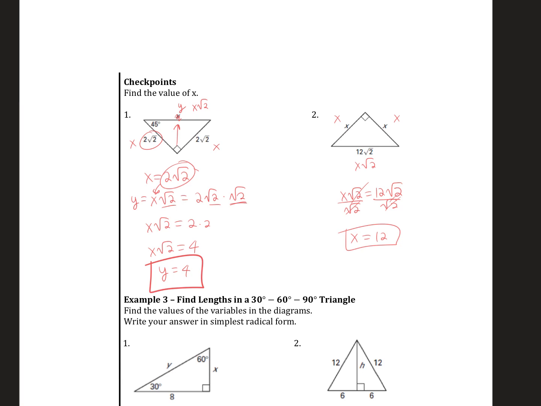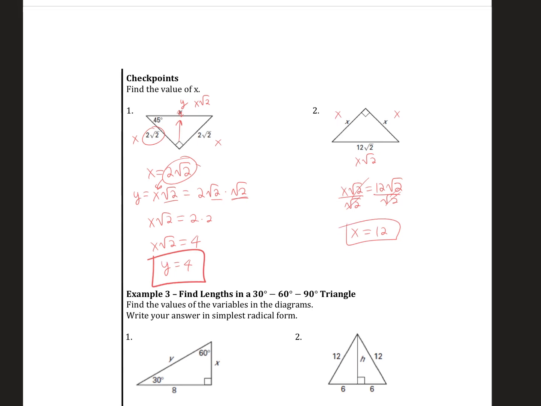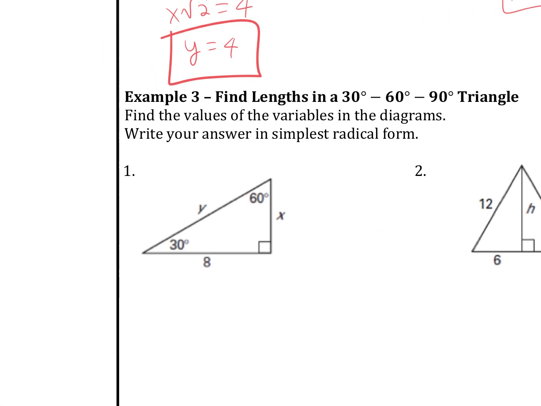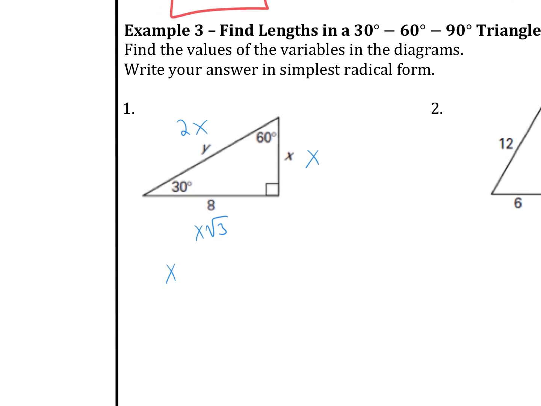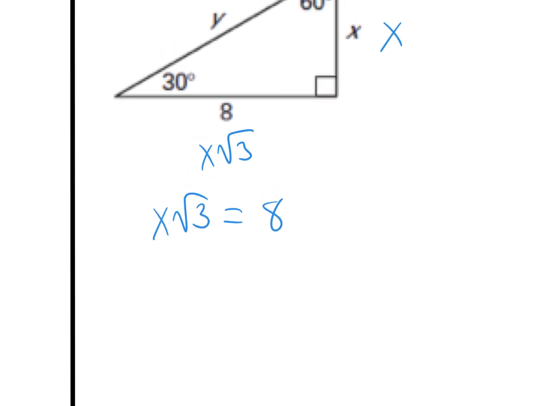Now, let's go ahead and do a similar thing, but now we're going to be working with 30, 60, 90 triangles, okay? All right, so what was the model again? Well, the short leg was x, the long leg was x square root of 3, and the hypotenuse was 2x, okay? So what do we know here? Well, we know that 8 equals x square root of 3. These are kind of bad problems, but we'll stick with them. It's going to be a complicated problem, but it'll be good to get some practice with radicals. So we have x square root of 3 equals 8, right? Okay, so now we need to solve for what x is equal to.